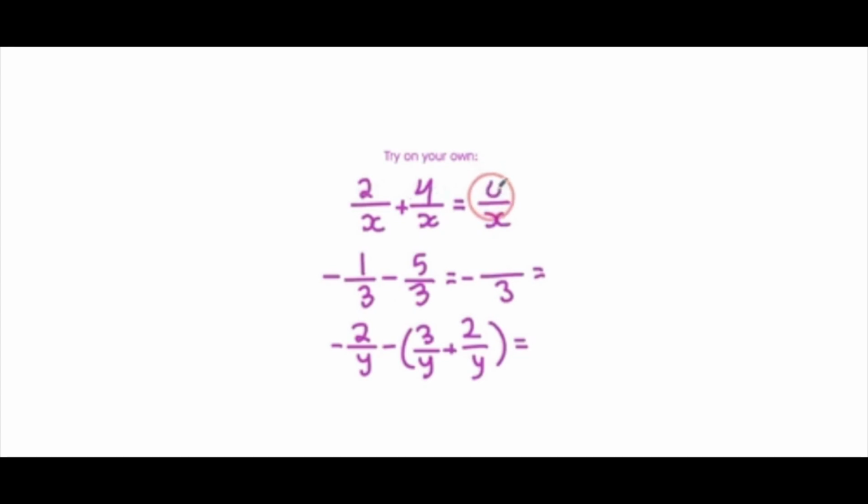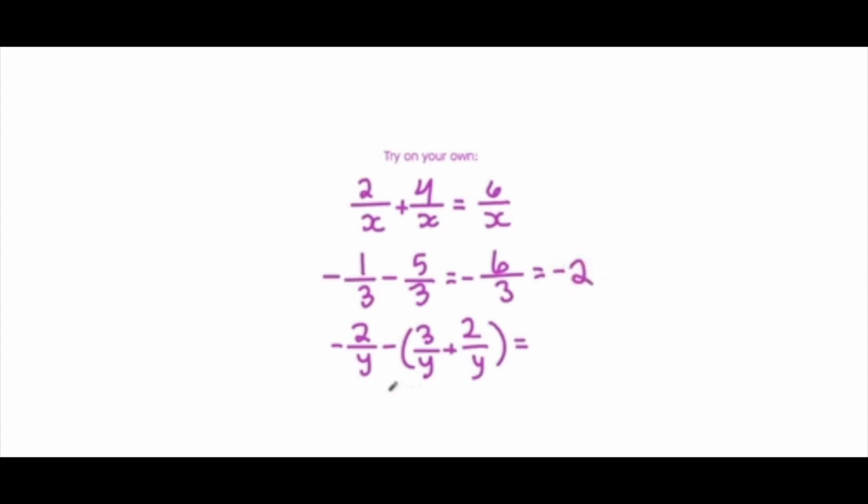Here we have negative 1/3 minus 5/3. So negative 1 minus 5 is negative 6, and we already have the negative here, so we bring the 6 to the numerator, and then we have 3 as the denominator, and that's our answer. And we need to simplify this, so we would bring the negative again, and then 6 over 3 is 2.